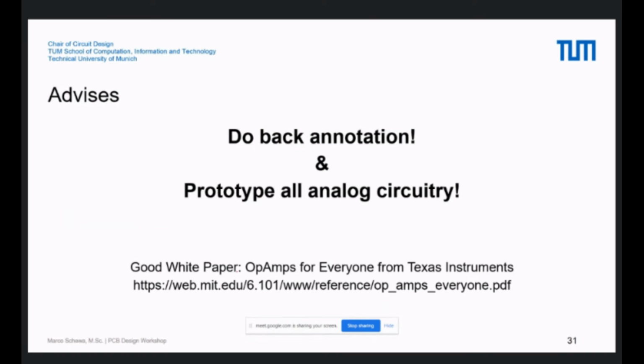Yes, and a good white paper about op-amps and how to design a schematic and the layout is from Texas Instruments, and it's called Op-amps for Everyone. So this is a very good white paper about op-amp theory, and also about board layout for op-amps.